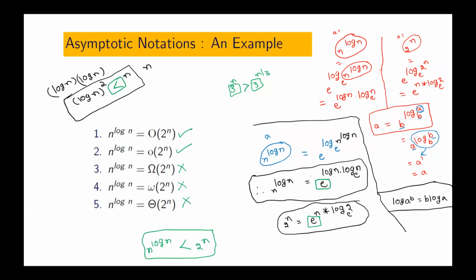Is it okay? So what have we done? Directly we are not able to compare that. So we have written it in another form so that the bases are the same, so that we are able to compare the powers and easily decide which is more and which is less.